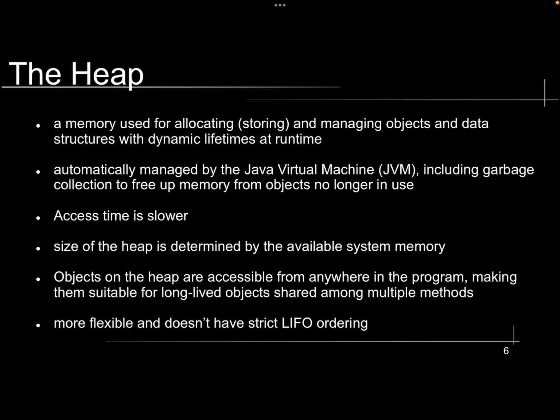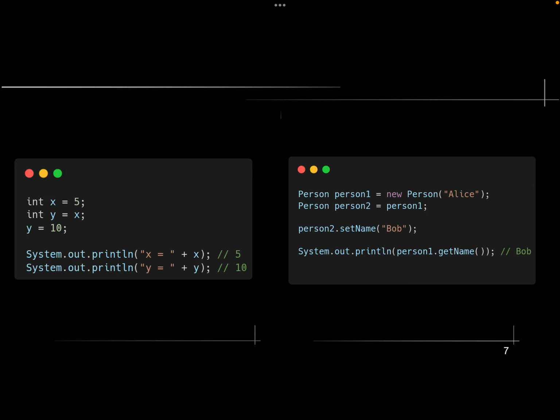Let's make this really concrete by using the examples from before. On the left side, we're using primitive data types and therefore storing the actual values inside the stack. And on the right side, we're dealing with objects. With the new keyword, we're allocating a person object inside the heap. This person object has the name Alice. And on the stack, we have a reference to this object with the name person1.